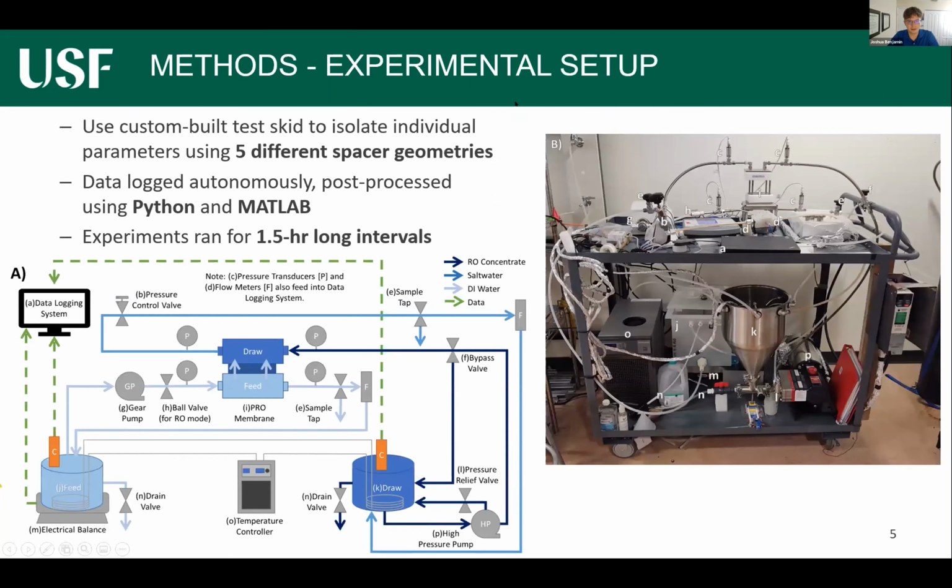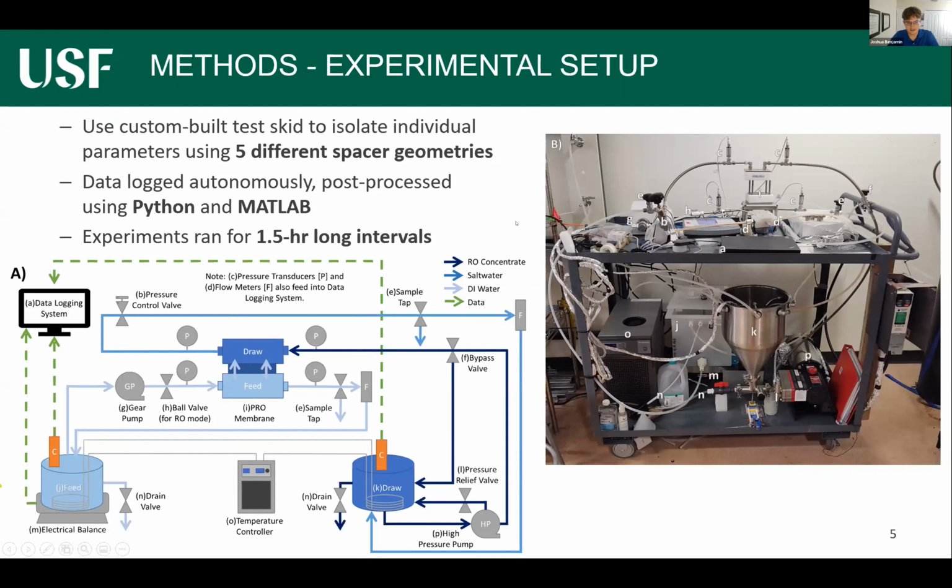In terms of the experimental setup, we had a custom-built test skid that we were able to isolate individual parameters using 5 different spacer geometries. And the data in the test skid was logged autonomously and post-processed using Python and MATLAB scripts, with experiments running for about 1.5 hour-long intervals.